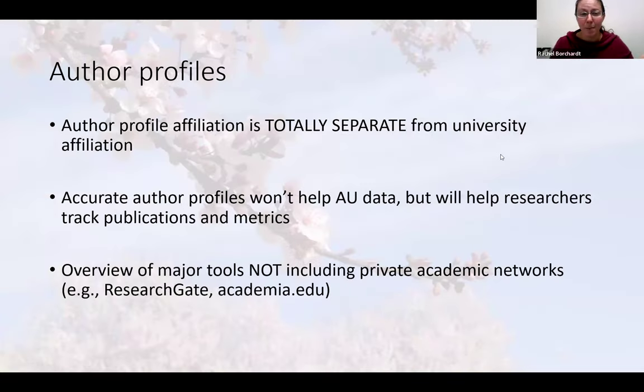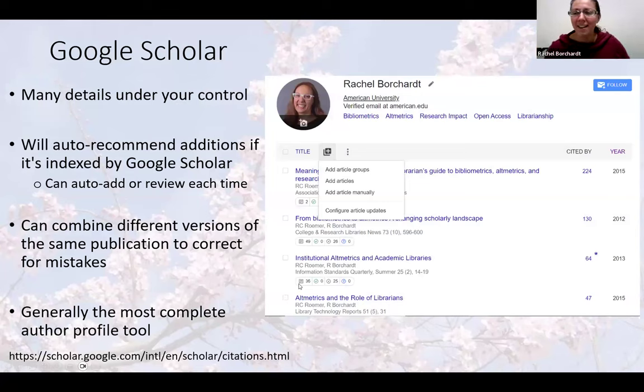Okay, so we're gonna now talk about author profiles, or essentially how authors can manage their own outputs to make sure that they're all collected under the same person correctly. So as I mentioned, totally separate from university affiliation, not gonna improve the rankings. But I wanted to talk about some of the major places where author profiles exist within a narrow confine. So I'm not going to talk about private academic networks, most notably ResearchGate and academia.edu. Those tend to be ones where you select your publications and add to them. But we're talking more about the library databases, with one major exception, Google Scholar.